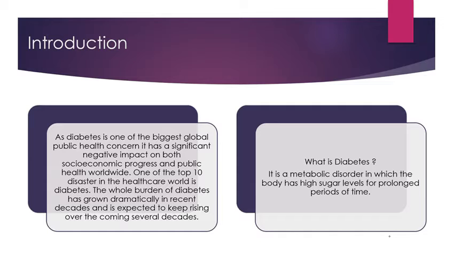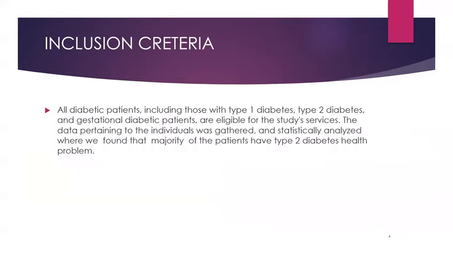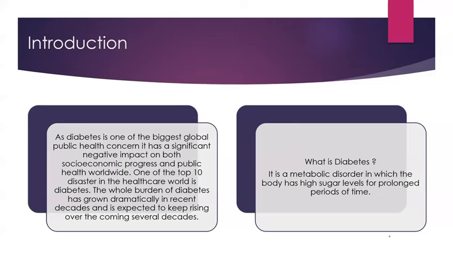The whole burden of diabetes has grown dramatically in recent decades, and it is expected to keep rising over the coming several decades. There are three types of diabetes: type 1, type 2, and gestational diabetes. What is type 1 diabetes? Type 1 diabetes is an autoimmune reaction in which the body attacks the cells in the pancreas that make insulin.